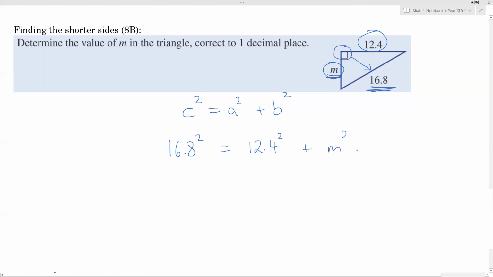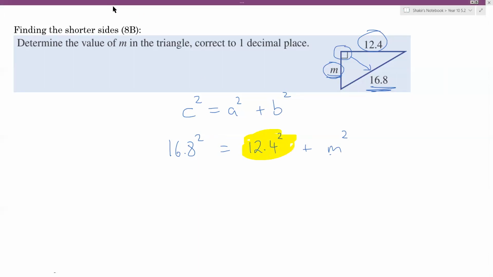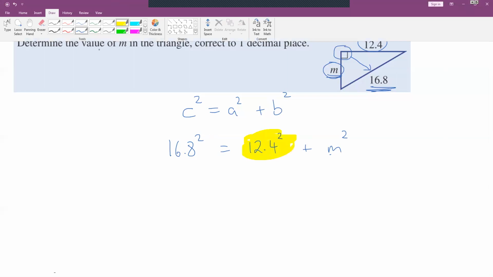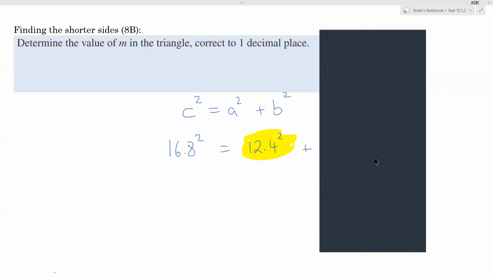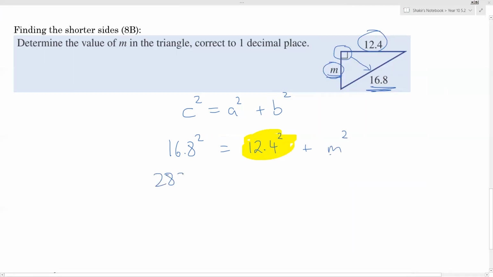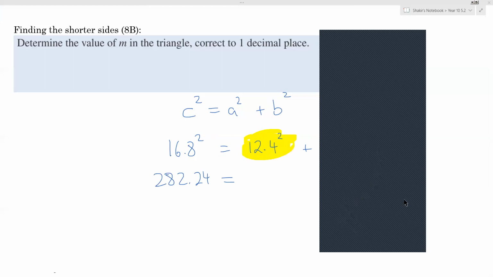Now I need to solve this. In order to solve this, I need to have M by itself on one side. To get M by itself, I'll need to do something about this. For starters, I'll calculate what the squares are. What's 16.8 squared? I'll pull out my calculator. 16.8 squared is 282.24. Double check. Yep, is equal to, and then what's 12.4 squared? 12.4 squared is equal to 153.76.